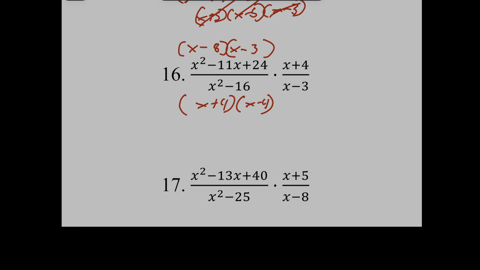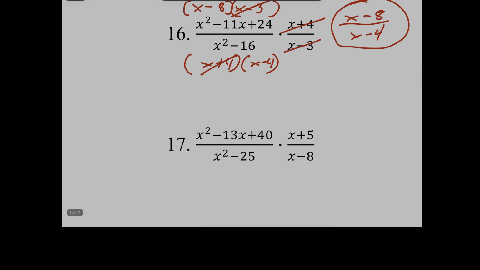I have an x plus 4 up here. I have an x plus 4 down there. I have an x minus 3 down here. I have an x minus 3 up there. This is all I have left: x minus 8 over x minus 4. Can I reduce that 8 and the 4? Nope, because they're attached to a minus sign. They're not factors, okay? They're not being multiplied, so I can't cancel them.